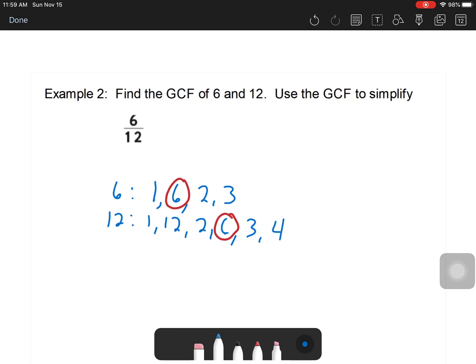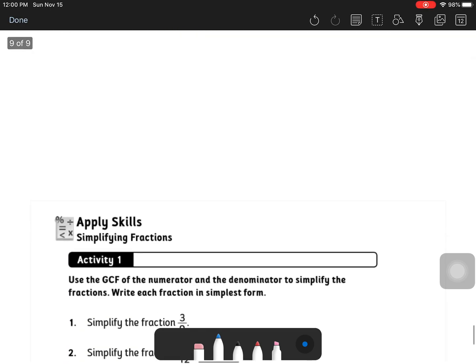So that means I can divide by 6, and I can reduce each of those by 6. When I take 6 divided by 6, that's just 1. 12 divided by 6 is 2, so that simplifies down to 1/2.